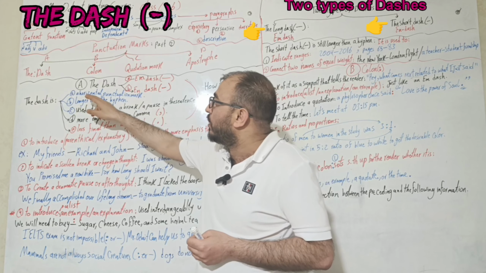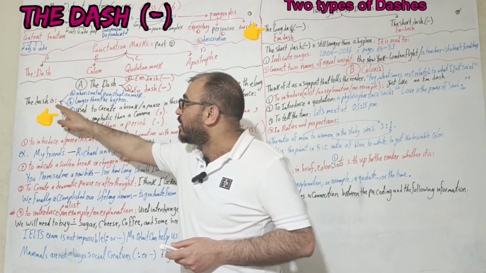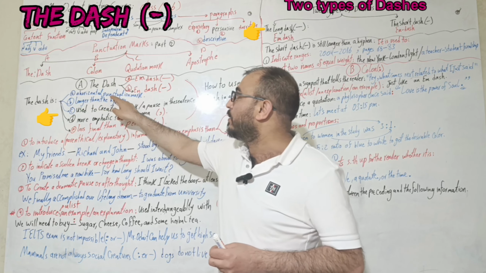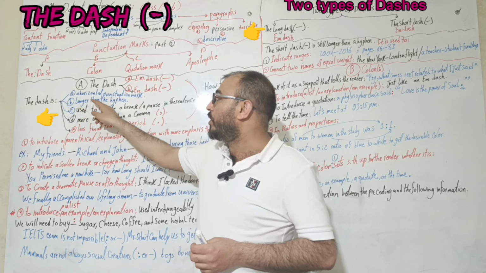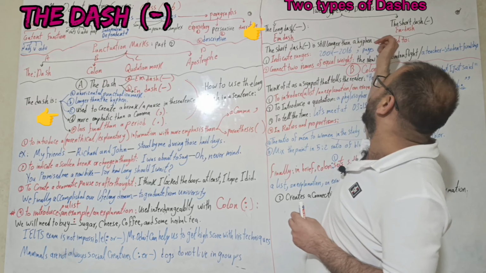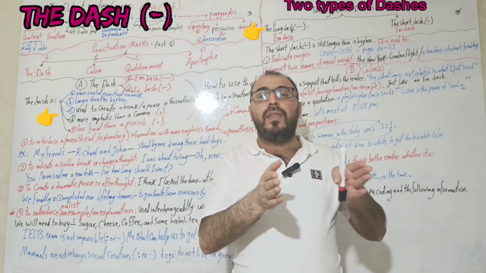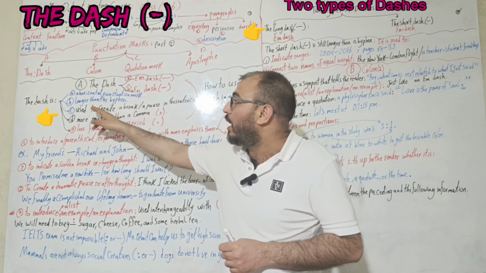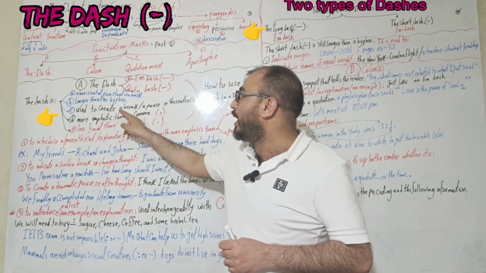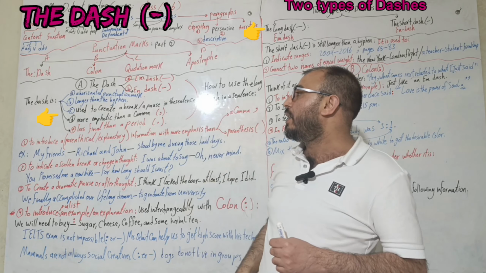Let's start, my friends, here with the EM dash. The dash is generally, my friend, a horizontal punctuation mark longer than a hyphen. Generally, the EM dash and the EN dash are longer than the hyphen, and here they are used to create a break or a pause in a sentence.